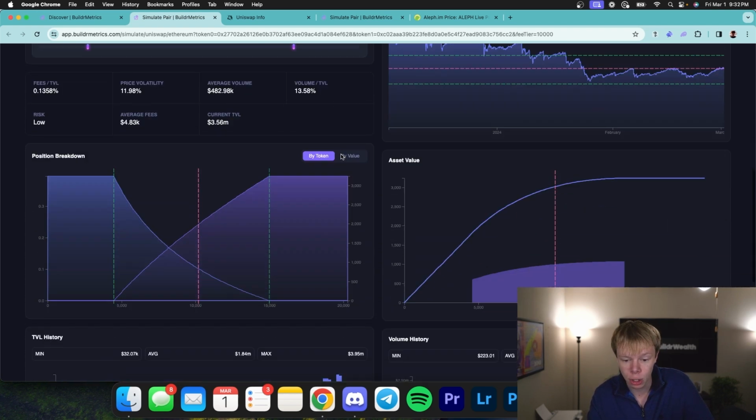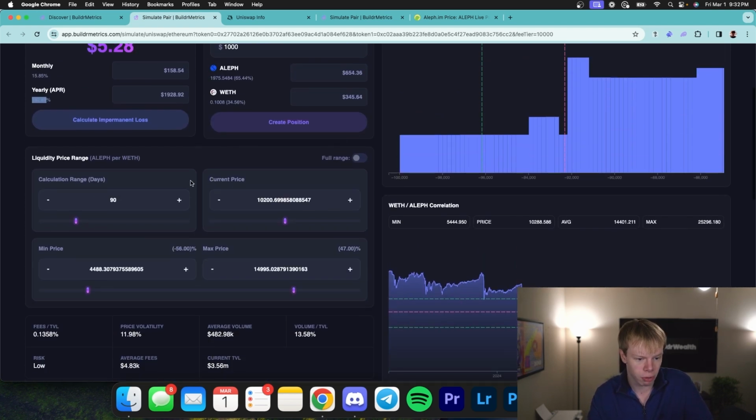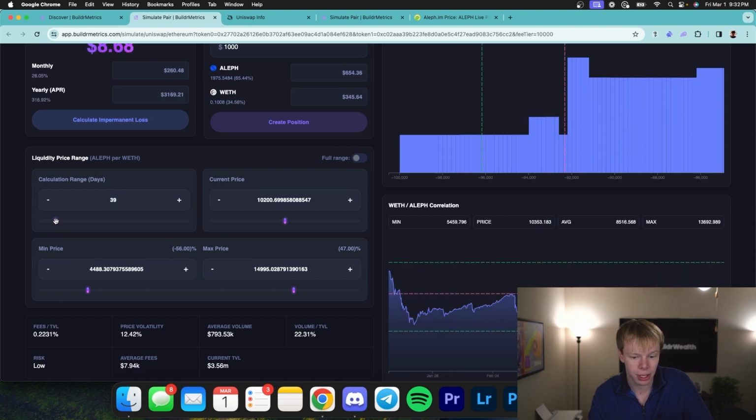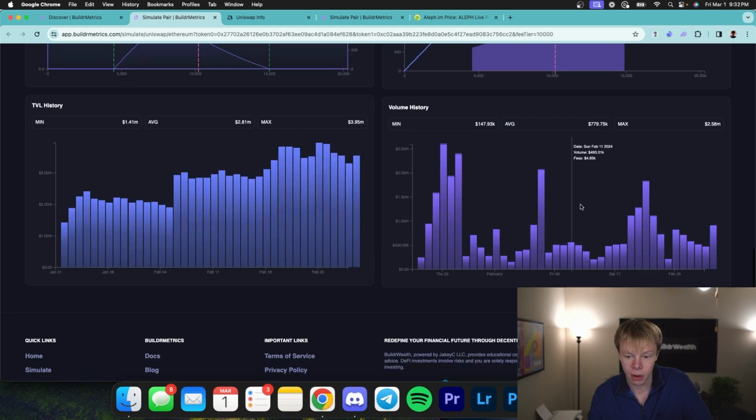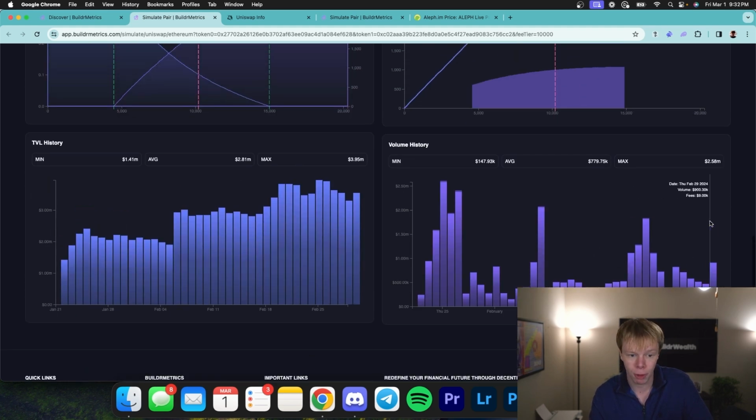That's going to give me 192% APR. That's not too bad whatsoever. The next thing I'm going to do is zoom in, look at recent data, and essentially see exactly how that's going to perform. And as you can see when we zoom in, we're showing a 311% return. That's because volume has picked up very, very recently.